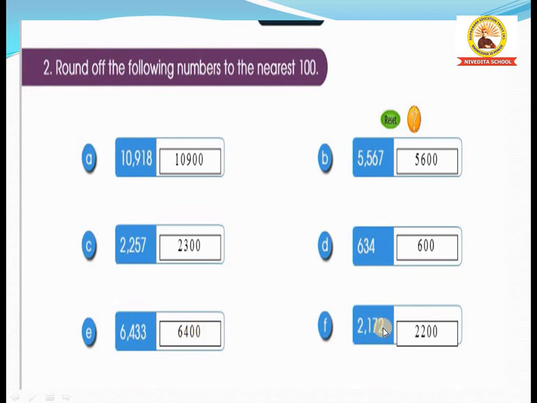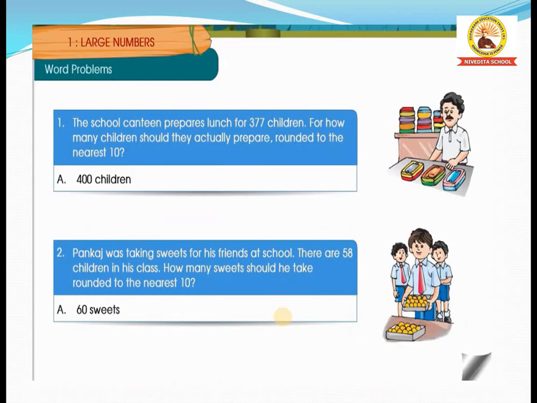Next, 2172. See here, 172. Is it nearest to 100 or 200? Yes, it is nearest to 200. So we will write 2200. So this is what we have to solve, and the rest is your homework. You have to solve it in the textbook as well as in your notes also.